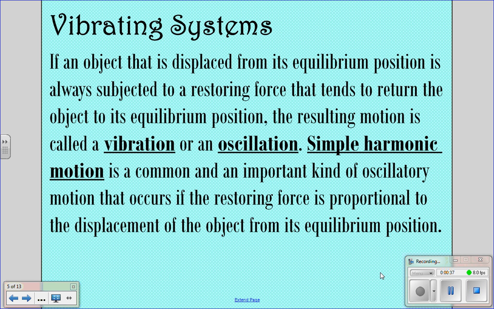Simple harmonic motion is a common and important kind of oscillatory motion that occurs if the restoring force is proportional to the displacement of the object from its equilibrium position. This condition is approximately satisfied by the motion of a spring mass system, especially if your displacement from the equilibrium is a very small amount.